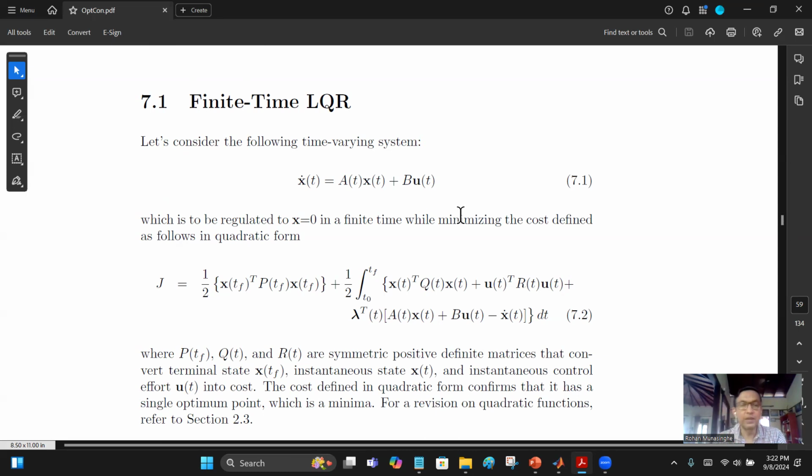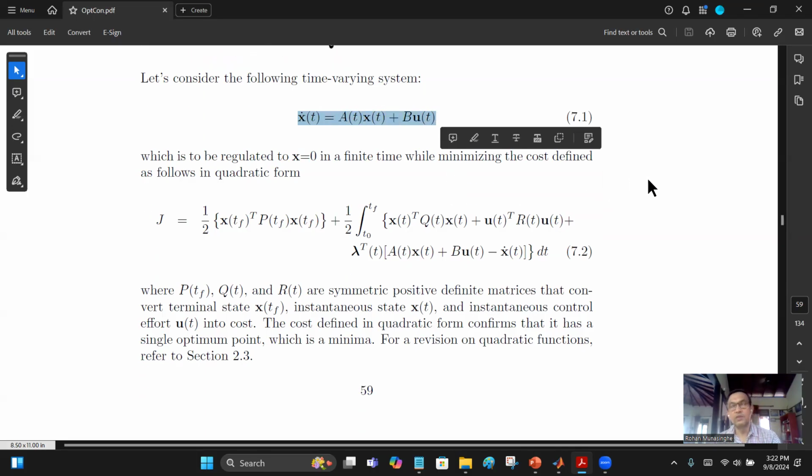Okay, right, fine. Now, what is our plant? Equation 7.1 is a plant. Everybody knows about it. Continuous time, state space model. Okay, so there shouldn't be any question about it at this moment.